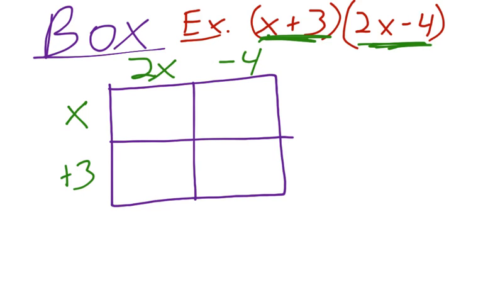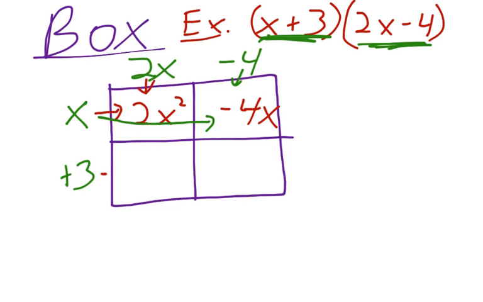And now I'm just going to multiply where the row meets the column. So here, that row meets this column right here, so I multiply 2x times x, and I get 2x squared. And then I'm going to look where the row meets the column, so right here. So x times negative 4 gives me negative 4x.